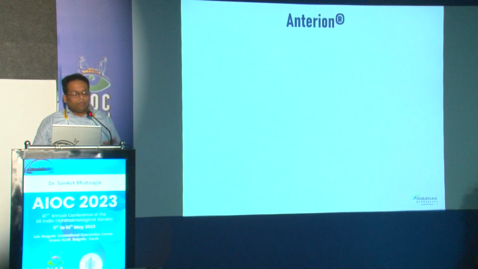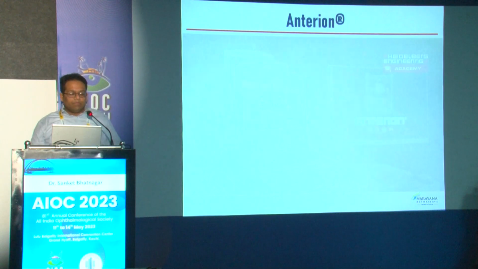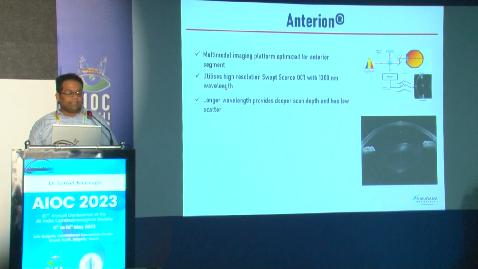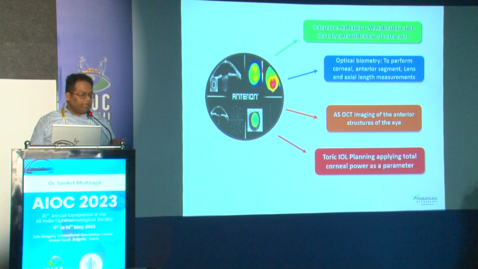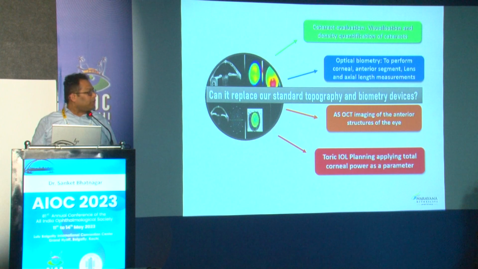This is where Anterion by Heidelberg comes into the picture. It is a multimodal imaging platform for anterior segment optimization, which uses the highest resolution swept source OCT with a 1300 nanometer wavelength, which gives us a longer scan depth and low scatter. It combines topography and tomography with biometry, and also has eye tracking technology, which gives us faster acquisition time. There is also a provision of using OKULIX, which is a ray tracing software, which gives us more accurate results. So a single machine gives us biometry, topography, is used as an anterior segment OCT, and also as an inbuilt toric IOL planner. But can it replace our standard topography and biometry devices?